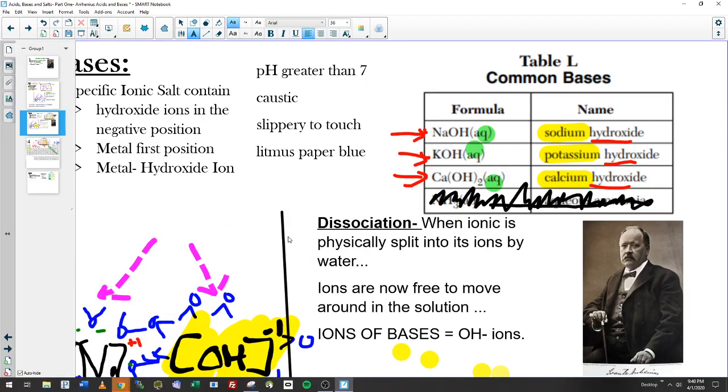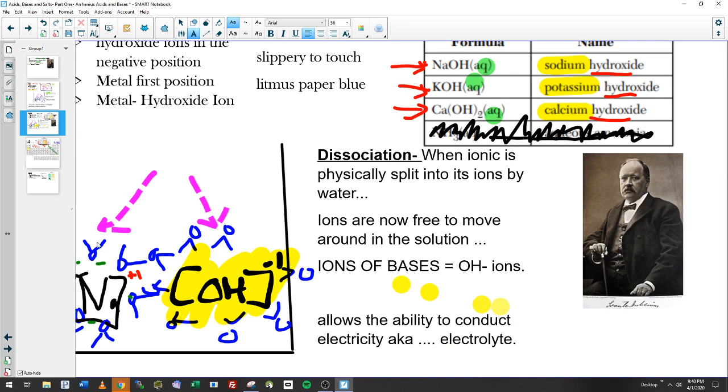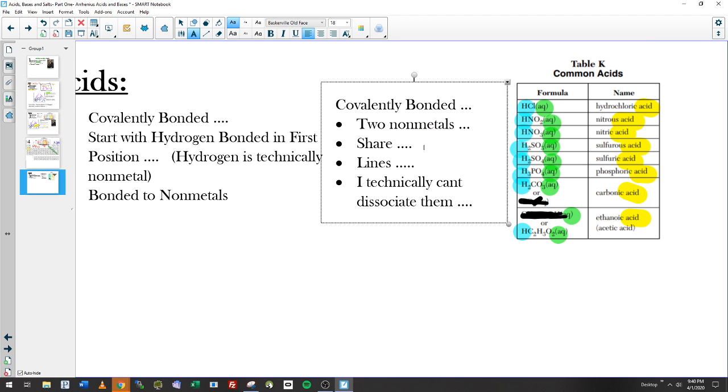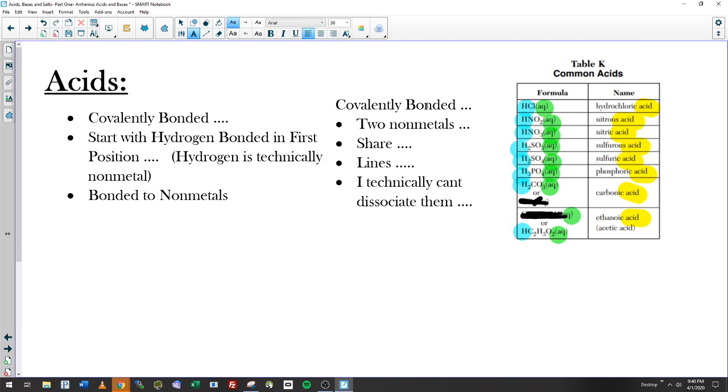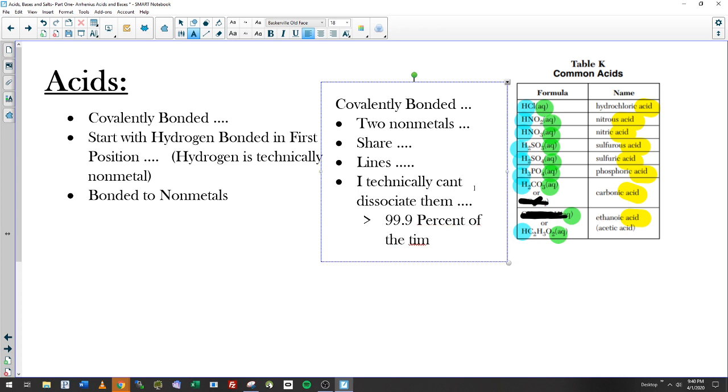If I were to look at the sodium hydroxide, same thing. I can pull them apart because there are brackets and charges on it. When I start getting into these things, they're covalently bonded. They're two nonmetals. They're sharing. There's lines. I technically cannot dissociate them. But there is a technicality here. Something that is covalently bonded, I technically can't dissociate them. And that is true 99.9% of the time.